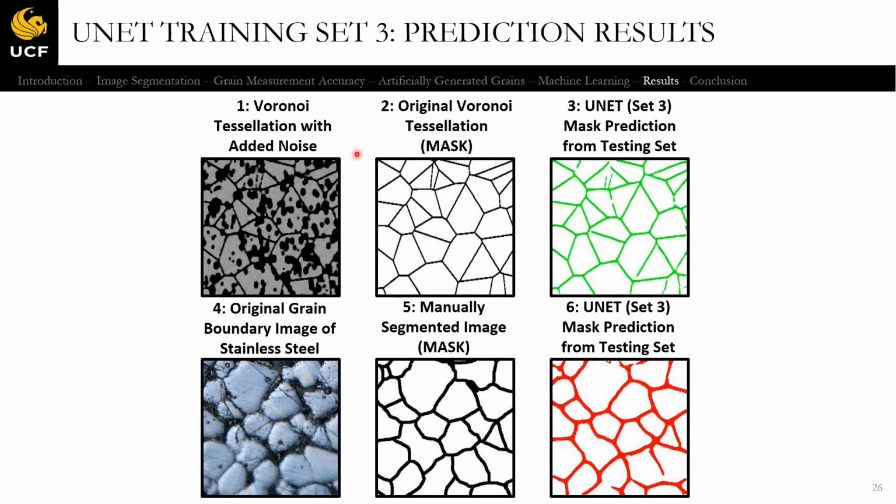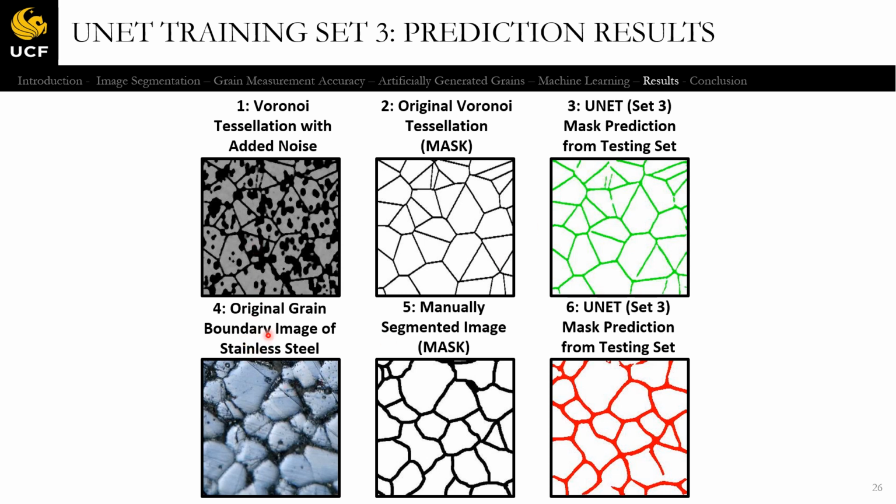So now let's just go through some qualitative data. This is UNet training set 3. This is 50% manual segmentation, 50% Voronoi Tessellation data. UNet trained on that. We can see image 1 here is Voronoi Tessellation with added noise. Here's the original mask, and here's the prediction from the UNet, pretty close.